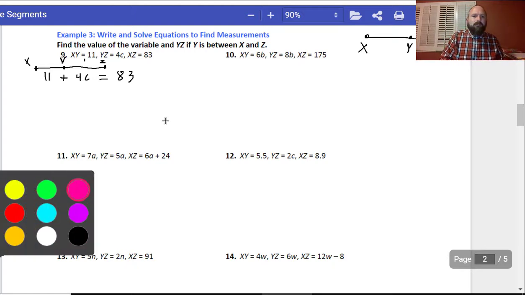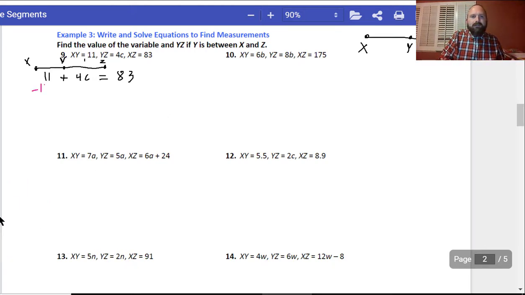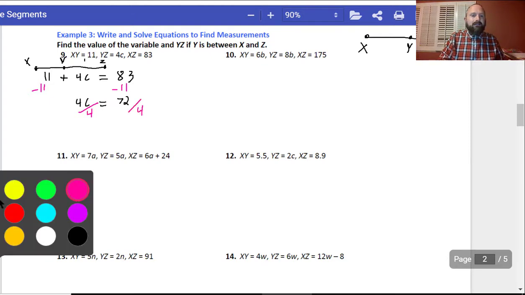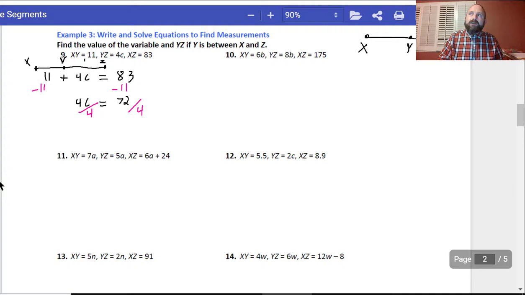So what I'm going to do is subtract by 11 on both sides. And I get 72 is equal to 4c. The opposite of times 4 would be divide by 4 on both sides. Now 72 divided by 4, 80 divided by 4 would be 20, 19, 18. So this would be 18 is equal to c.